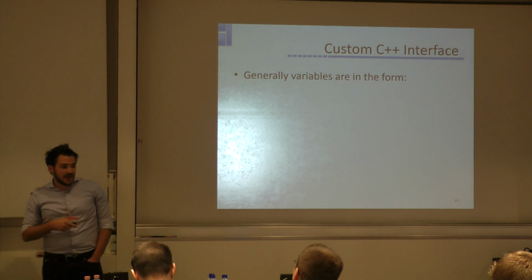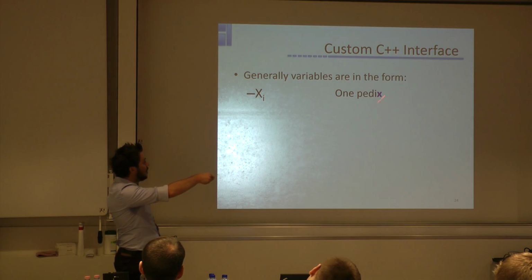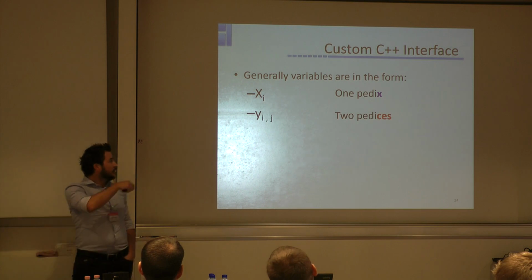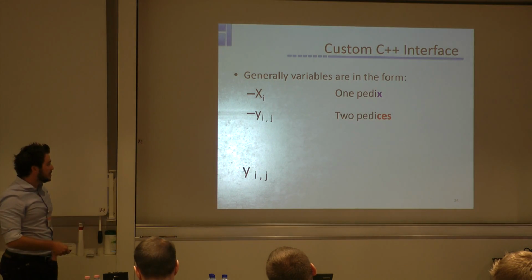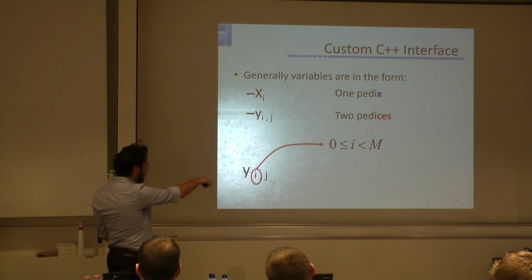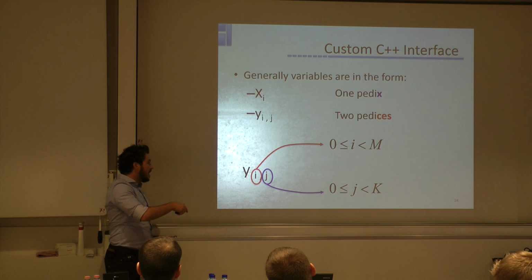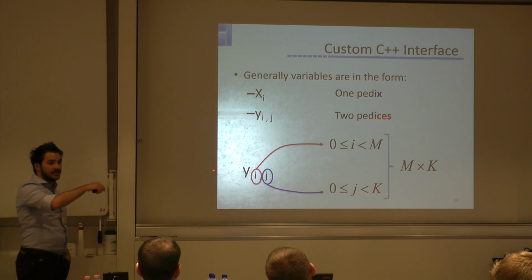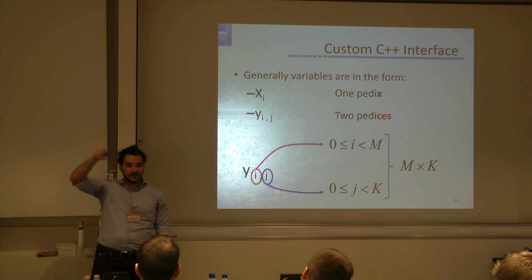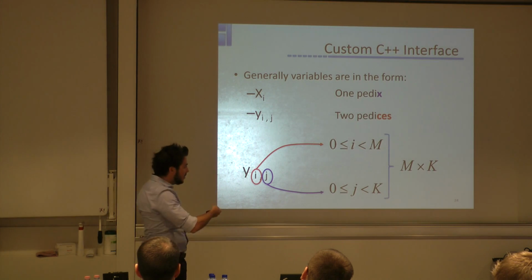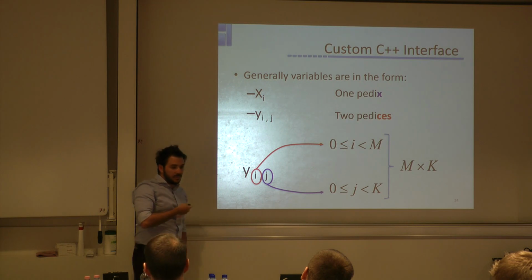First of all, we have to notice that all the variables are in this form: xi, for example, with one predix, or with two predices. Once we notice that, we can also notice that if the first predix goes in this range and the second one in this other range, we have a variable that will have this kind of size. Why is this important? Because we can use this size to define its position in the array. It's quite simple, but the idea is making this an automated process.